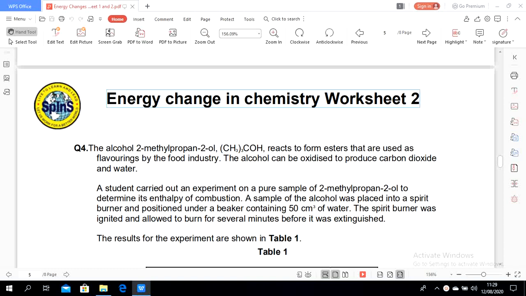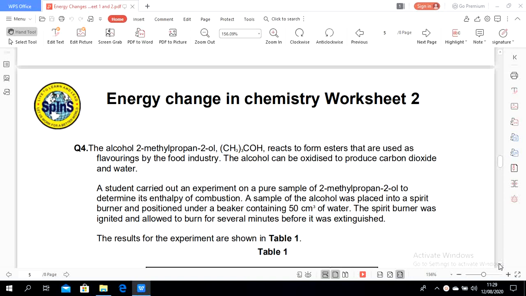Let's discuss the enthalpy change or energy change in chemistry worksheet number 2. Yesterday we already learned worksheet number 1, and then I gave worksheet number 2 as homework. Now let's see from number 4. This is the continuation of worksheet 1.